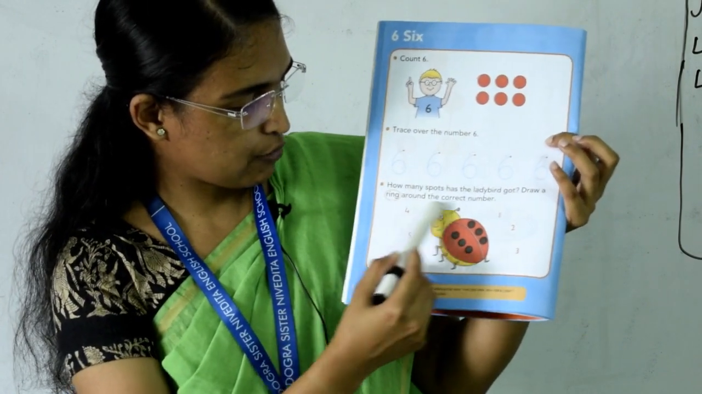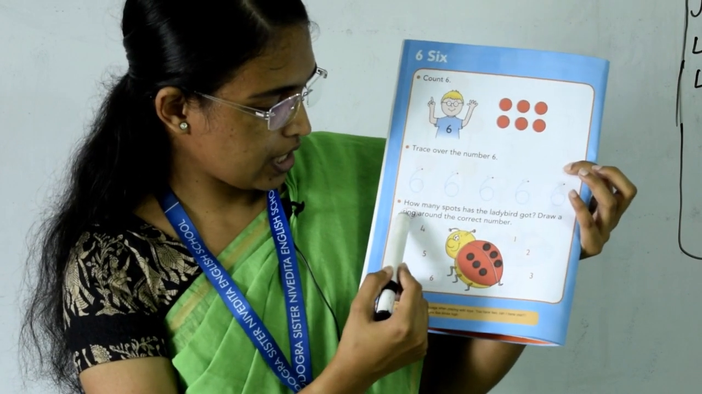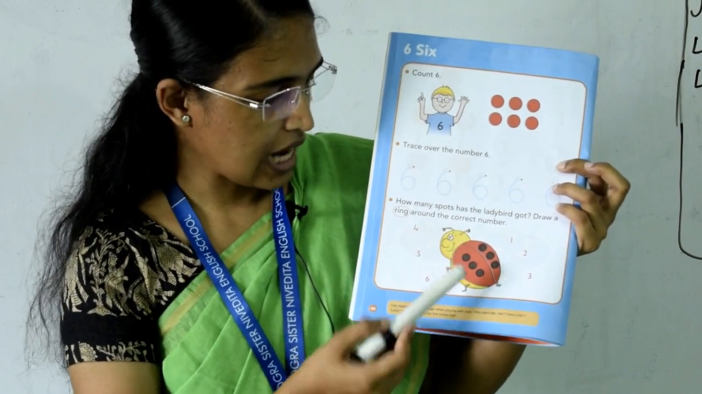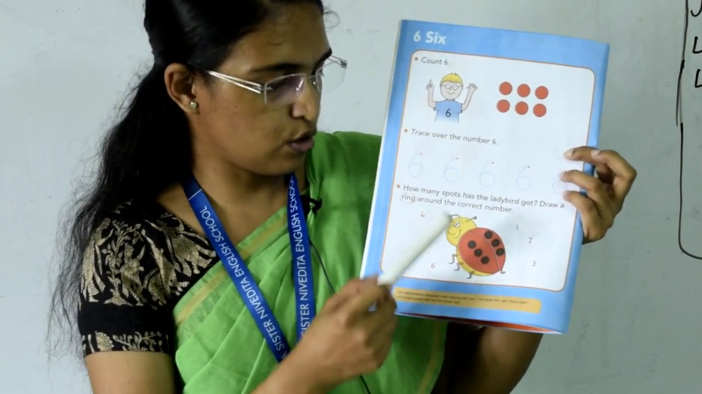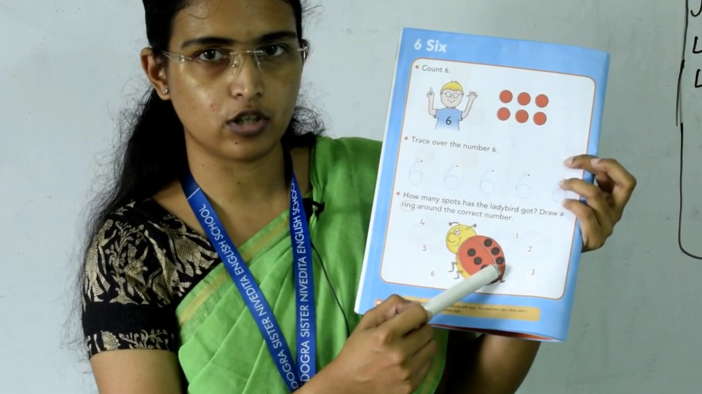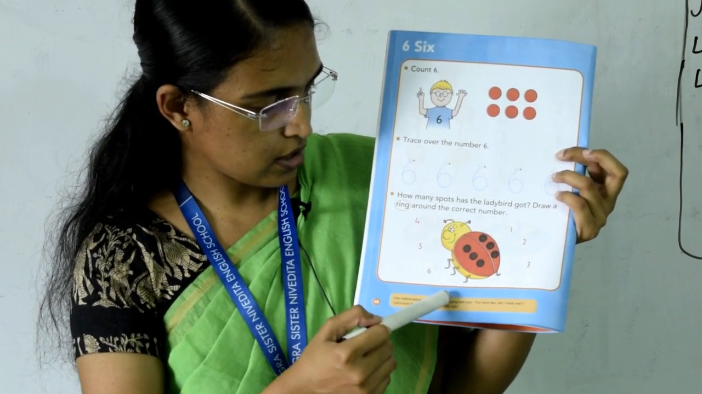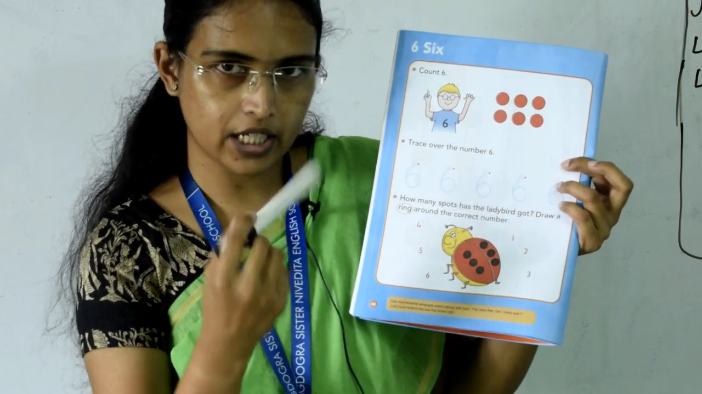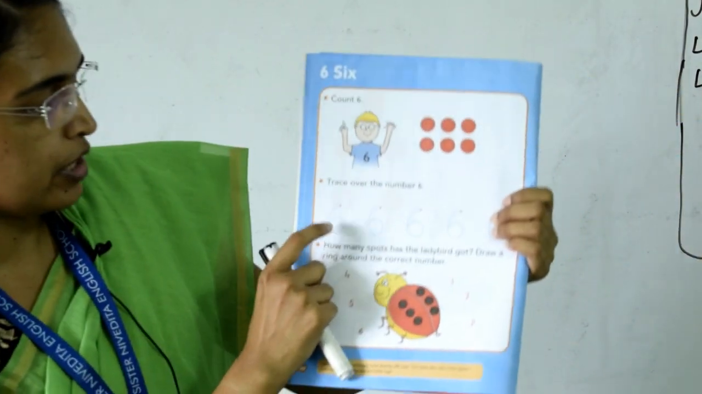After this, what you have to do here, how many spots has the ladybird got? Draw a ring around the correct number. So can you see this ladybird? And look here, on his back there are a few black dots, right? So we have to count all the black dots, and can you see these numbers written here, 1 2 3 4 5 6. So first we have to count these black dots, then we have to circle or ring the correct number from this side. Okay, now for this, how will you trace this number 6? Like this.